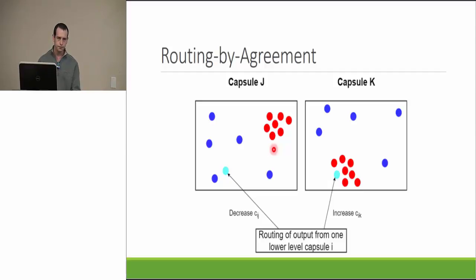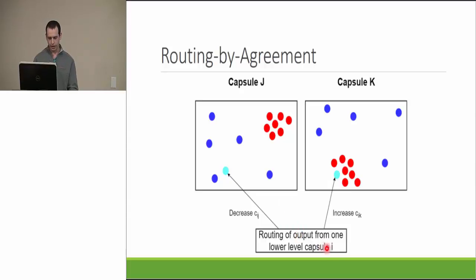If you have a vector and you do a dot product with a vector, you get a scalar. So W_ij, this affine transformation, should be a matrix. It's a matrix, so it results in a vector. So each one of these points is a different prediction vector.